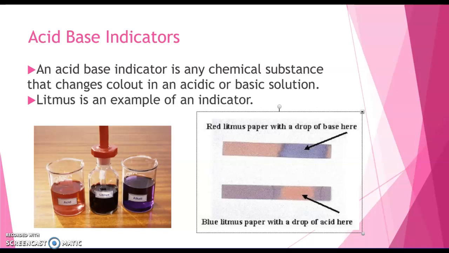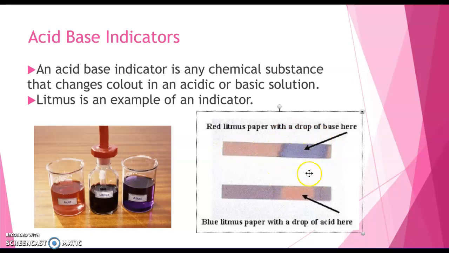So litmus is an example, and you've probably used litmus paper at some point during either junior high or grade 10. But litmus is a real basic indicator to tell you if something's an acid or a base. So red litmus paper, this red here is what the color is originally. As soon as you put a drop of base on, it's going to change to a blue color, and that'll indicate it's a base.